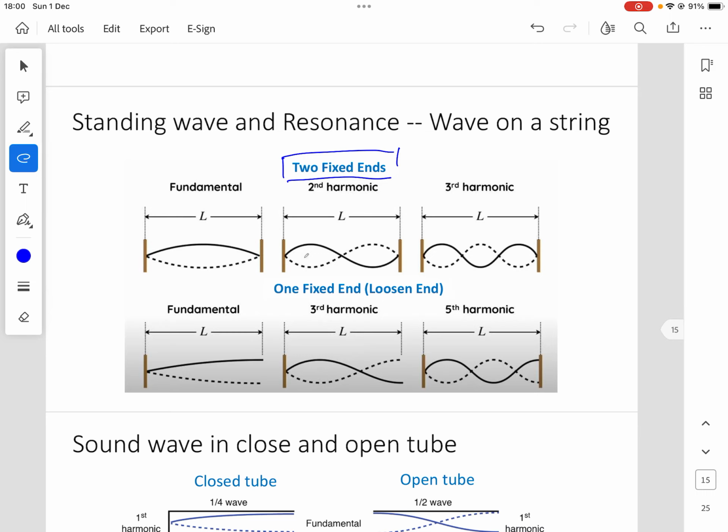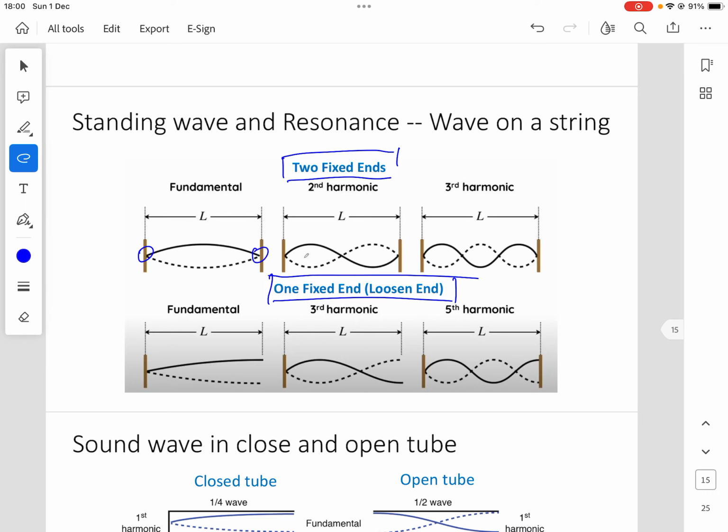We're not going to talk about what we observed for the first case, when the wave travels in the same direction. Only standing wave, for both cases: two fixed end string and one fixed end or loosened end string. Let's start from the two fixed end. That is the third case that we just mentioned. You see that both ends of the string must be fixed.